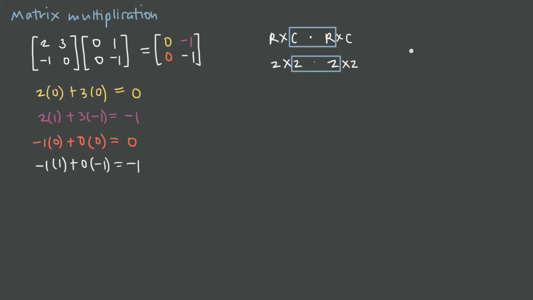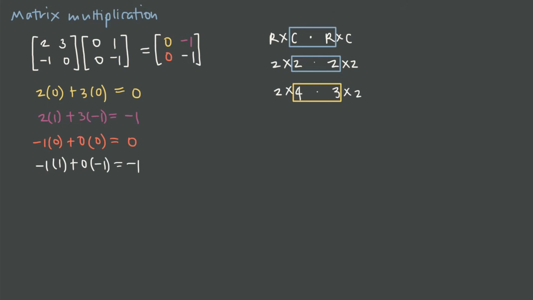In other words, if we were trying to multiply a 2 by 4 matrix by a 3 by 2 matrix, we couldn't do it because the 4 and the 3 are not equal to one another. We don't have the same number of columns in the first matrix as we have rows in the second matrix.